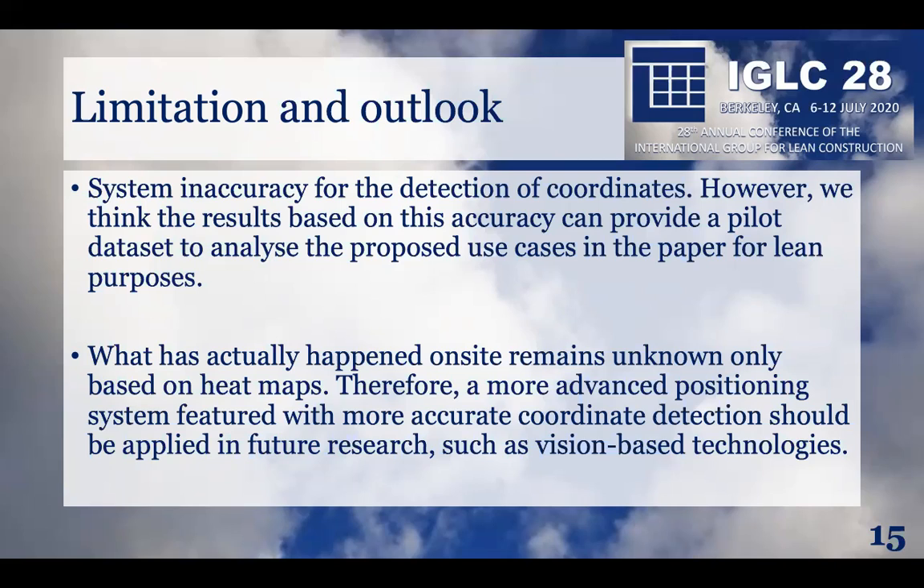However, this paper demonstrates a prototype proof of concept implementation, and it is possible to implement a commercial solution with much better accuracy. So we think the result based on this accuracy can provide a pilot dataset to analyze the proposed use cases in the paper for link purposes. And second, based only on this tracking system, what has actually happened on site still remains unknown. Therefore, a more advanced positioning system featuring more accurate coordinate detection should be applied in future research, such as vision-based technologies.